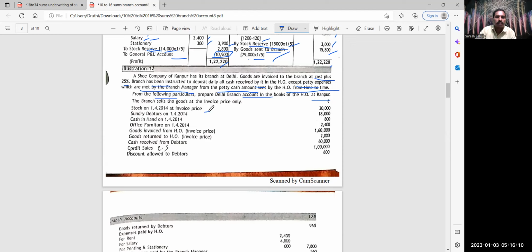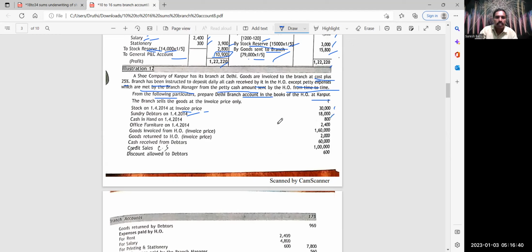Okay. Opening stock, at invoice price, 30,000. 30,000 into 20%, you do it on the credit side, stock reserve, correct? Why 20%? Because in the sum they said cost plus 25%, we need to convert it. So that is the profit on the sales price or invoice price. That is the reason why 1 by 4 they have given. We need to calculate 1 by 5th.